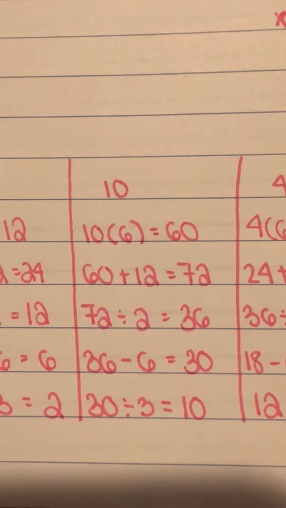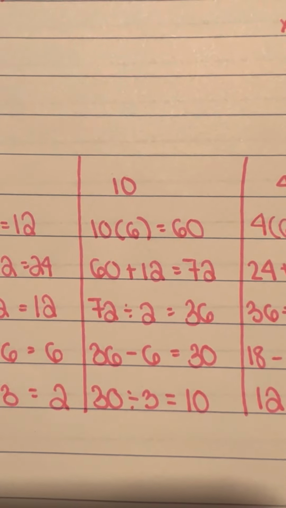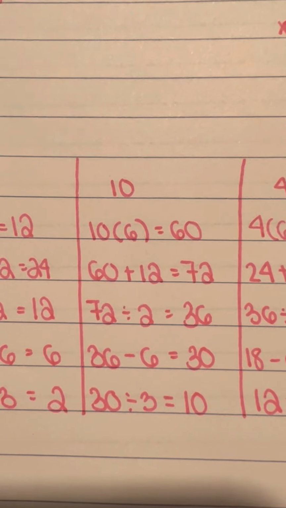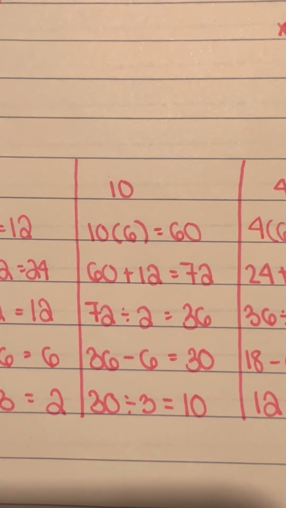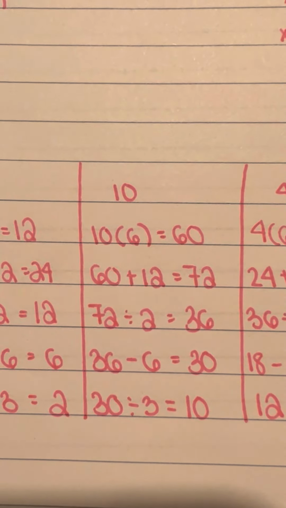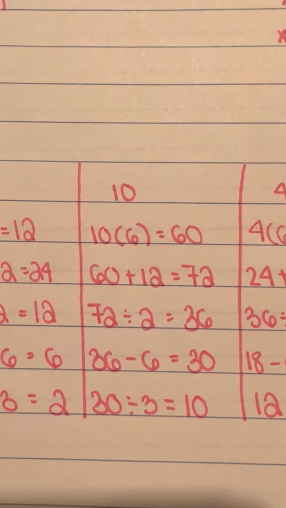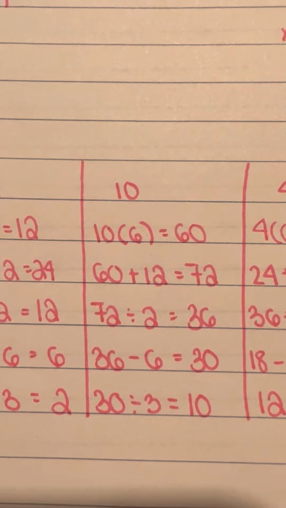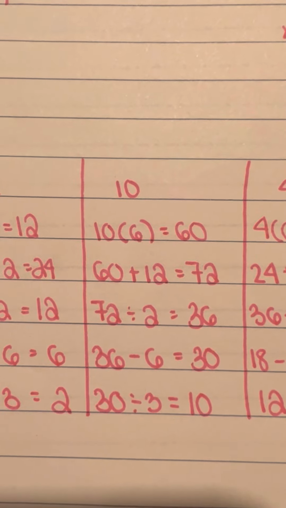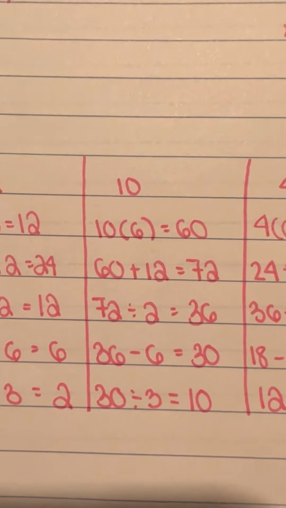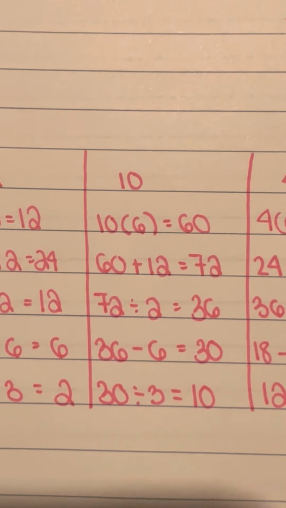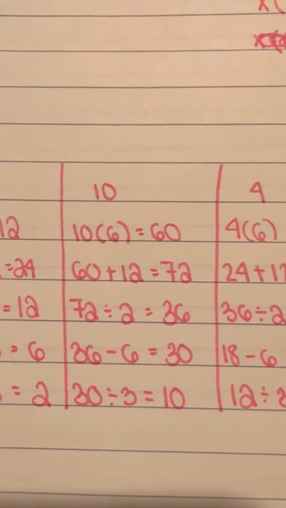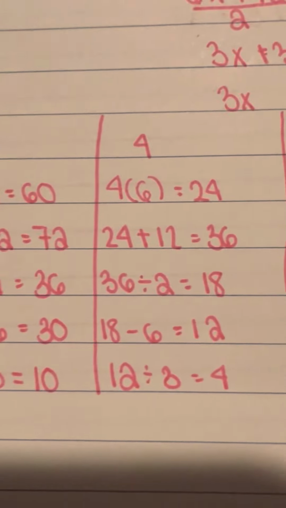For my next number, I did 10. So I multiplied 10 times 6, which gave me 60. Then I added 60 to 12, which gave me 72. Then I divided 72 by 2, which gave me 36. Then I subtracted 6 from 36 and got 30. Then I divided 30 by 3, and once again my end result was the same number that I started with, being 10.